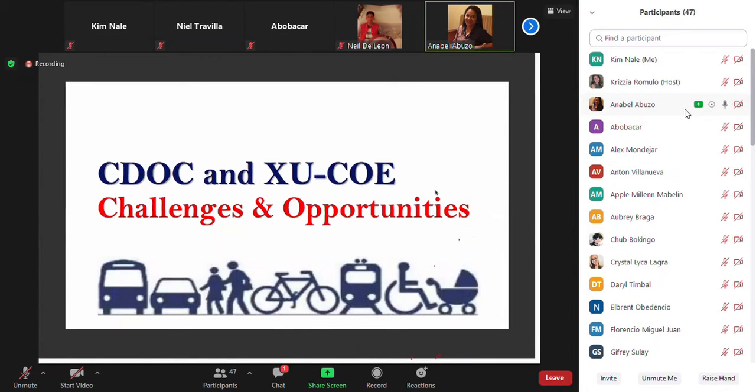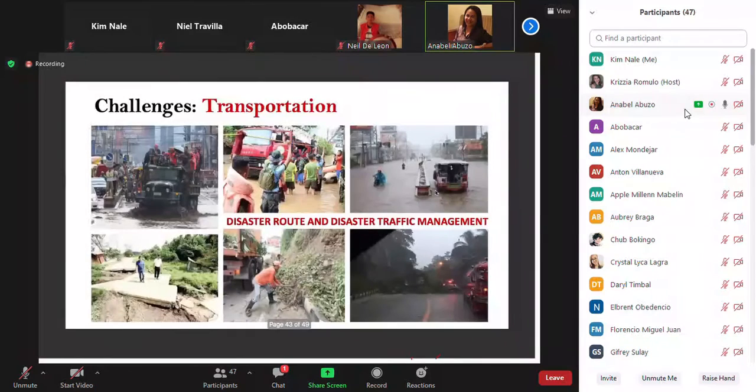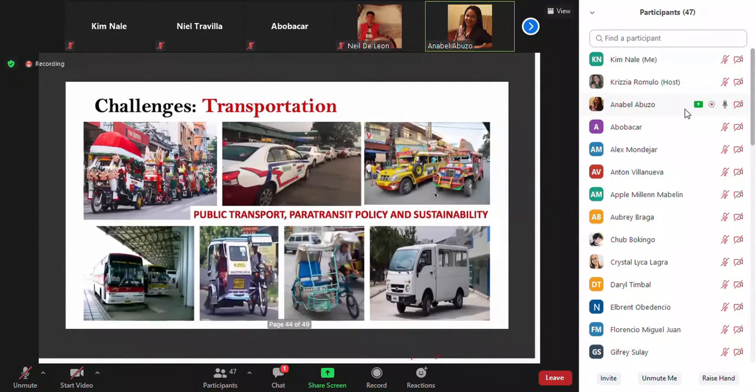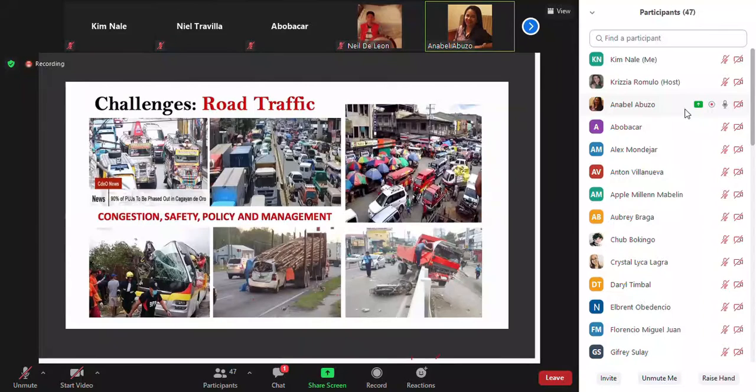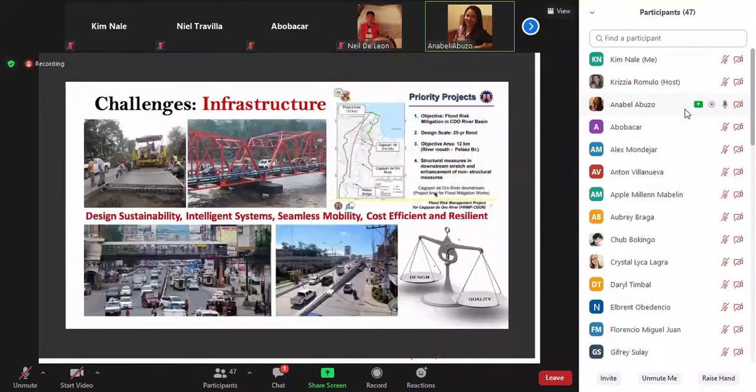Challenges and opportunities. So asa man takar mo ba? Usa pa ang pwede buhaton. So this is more like recommendation after naka-conclude ka. So you show these are the challenges. Areas for disaster route, disaster traffic management, public transportation, mga paratransit policy and sustainability application, congestion analysis or study, safety and accident study, policy and management study. Okay. And then design sustainability, intelligent system, Internet of Things. Karon kay na naman ta sa internet platform or the digital platform. So IoT is very important.